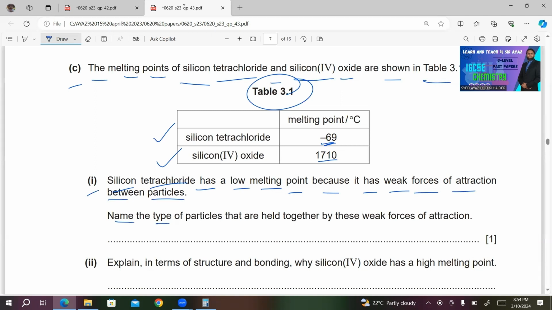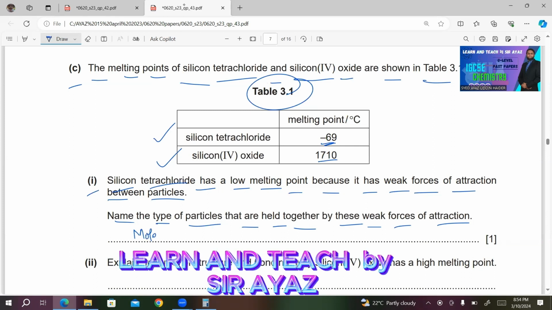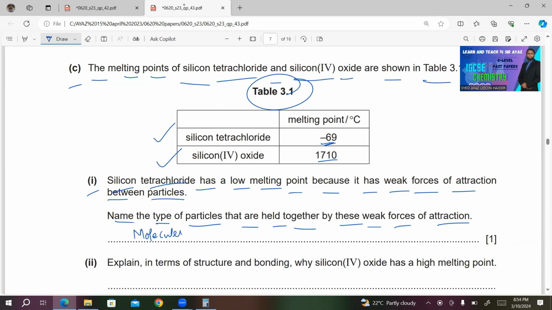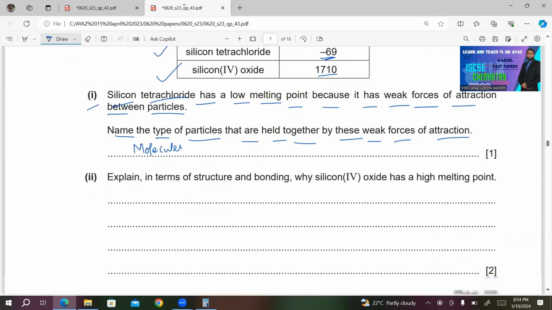Number 1, silicon tetrachloride has a low melting point because it has weak forces of attraction between particles. Name the type of particles that are held together by these weak forces of attractions. It's definitely molecules. So there are molecules in silicon tetrachloride that are held together by these weak forces of attraction.